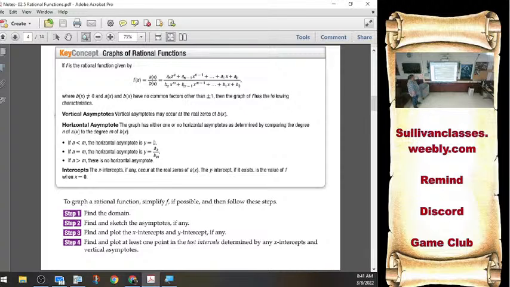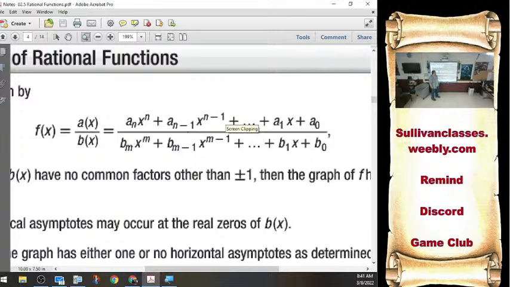Up top, you see how that's just that polynomial definition in sequence notation again? So they're saying if I have a rational function such that they are polynomial over polynomial, then what I'm doing is looking at my leading terms. Right below this, it tells me my three rules.